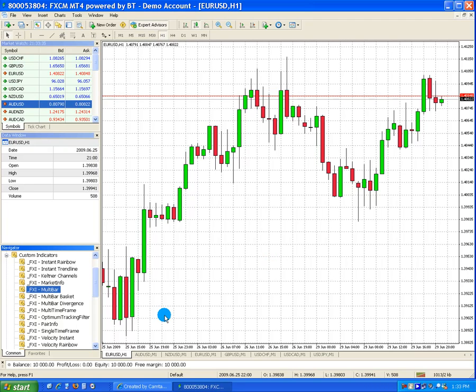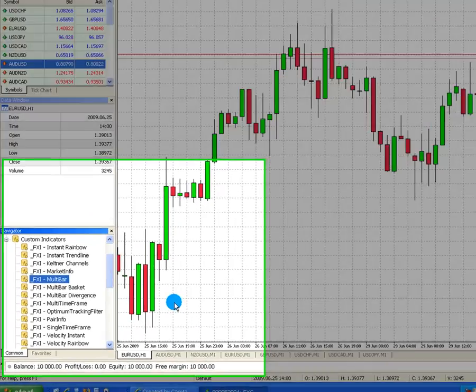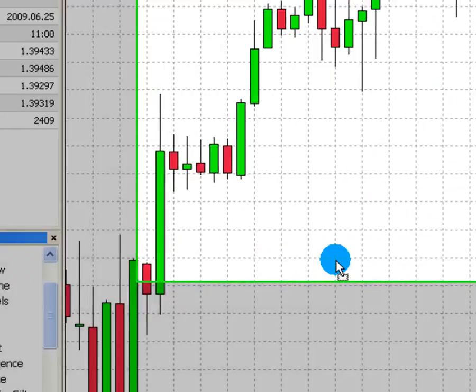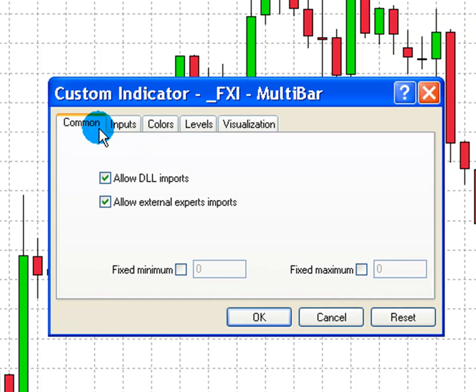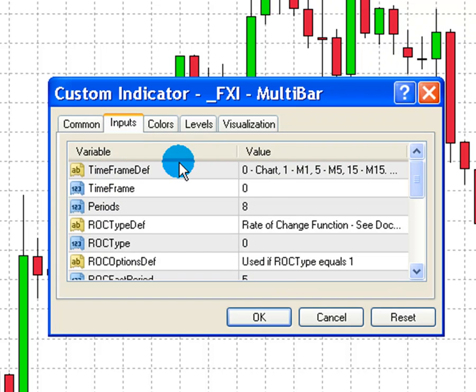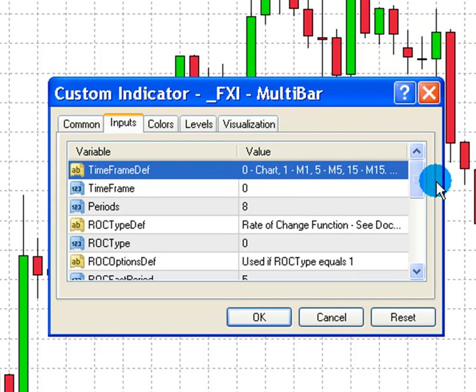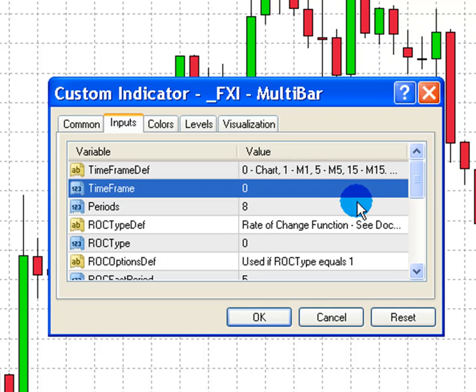Once you've set up all of these charts, you just go to MultiBar and drag it on, and now we'll walk through the settings. The first thing we do is go to the Common tab and make sure that Allow DLL Imports is selected. All of our indicators and trading tools need this in order to run properly. We'll then go to Inputs and walk through all the settings. The time frame defines the valid settings for time frame, 0 being chart time, so we'll set that to 0 to use the chart time.